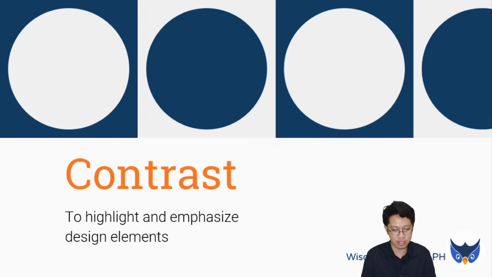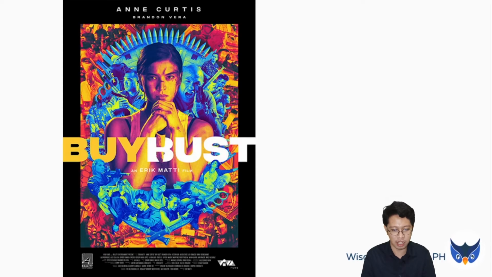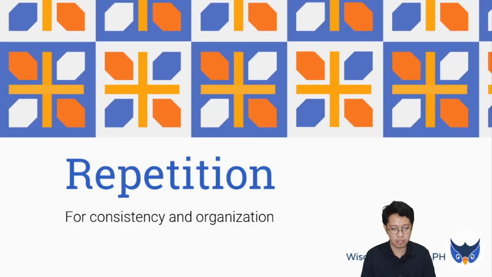So next ay contrast. Contrast is used to highlight and emphasize design elements. Even if may maraming elements sa isang design, ma-identify mo kung ano yung dapat yung main element na titignan mo. So from this example, kahit na crowded siya, may due emphasis na binibigay doon sa bida kay Ann Curtis. Kaya aside na malaki siya dito sa picture na to, kakaiba rin yung colors niya from the rest of the background to emphasize. Next ay repetition.